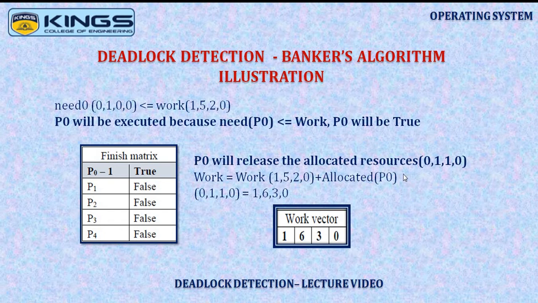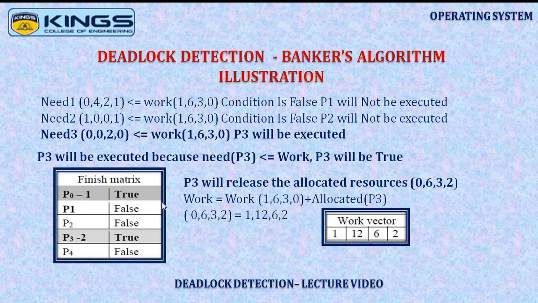Why is it added? Because once the process completes its role, whatever it was holding, it will release all those resources. As per the problem definition, P0 was holding 0, 1, 1, 0 of resources, that is, 1 B resource and 1 C resource. Now these are added to the work vector, and the work vector values are recorded as 1, 6, 3 and 0. The state of the finish matrix is also updated now. Similarly, all the other processes will also get executed.